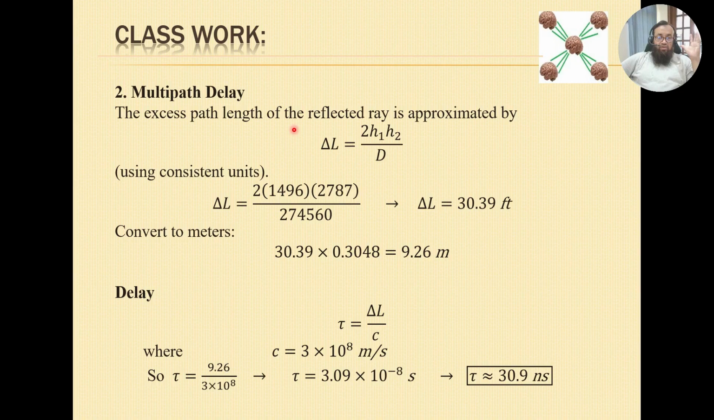So now if we want to evaluate the multipath delay, then the excess path length is approximated by delta L is equal to 2h1h2 divided by d. So it's a multiplication of both the heights and twice of that and divided by the total length. So you will get the distance between the main and the reflected wave. So we will use the known values that we have. So this comes out to be 30.39 feet.